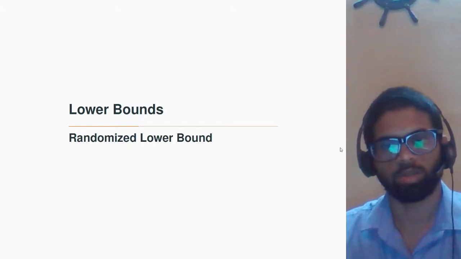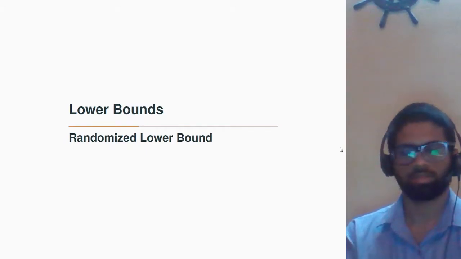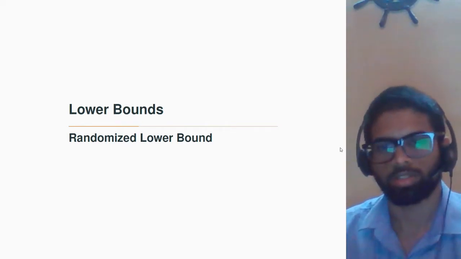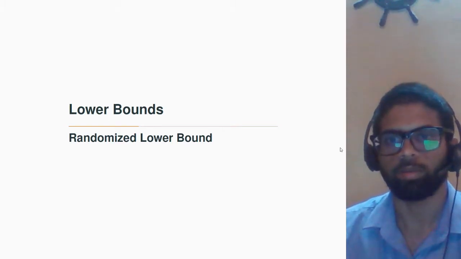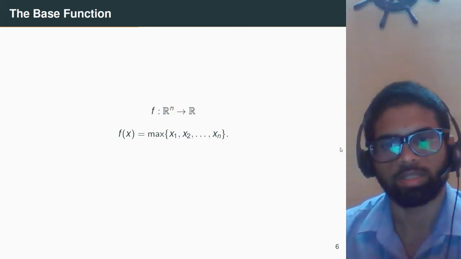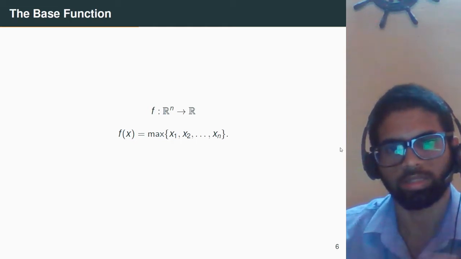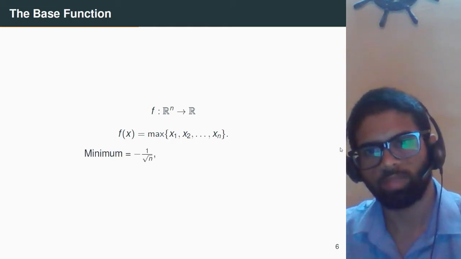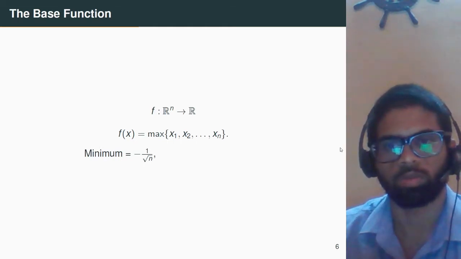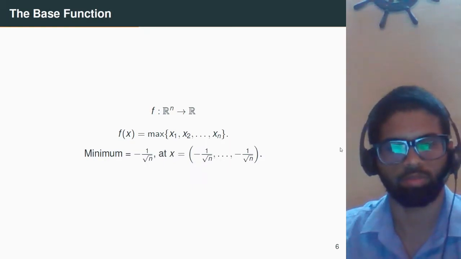So let's start with the randomized lower bound. This function class that we use has been used, again, for many decades, but we're going to show a pretty strong lower bound for it. It starts with a base function, which takes an n-dimensional input and outputs the maximum of the coordinates. The minimum value that this function takes in the unit ball is negative 1 over square root n, and it takes this value at the point where all the coordinates are negative 1 over square root n.